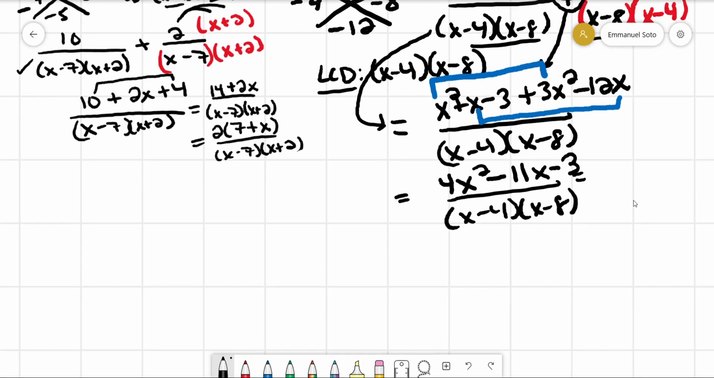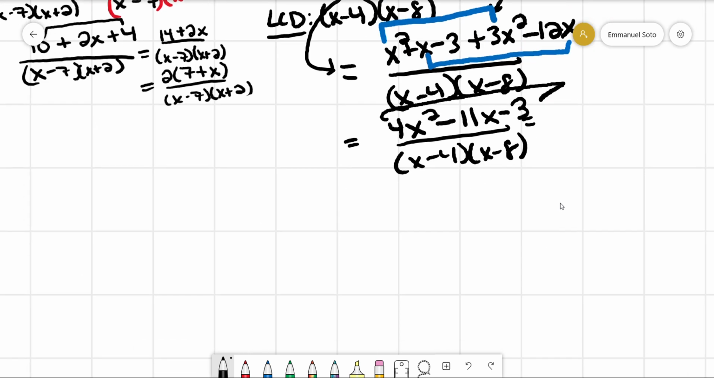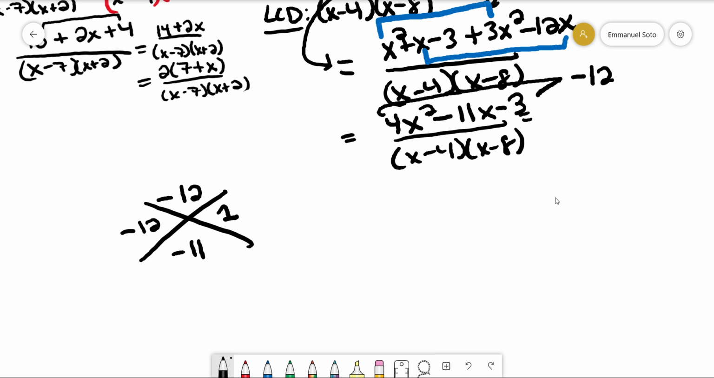Now, just to be safe, I'm going to see if this numerator factors. So I'm going to multiply 4 and negative 3 together. Alright? So we're going to do the AC method here. I know it's a pain, but we got to make sure that it does not factor. If it factors, then we got to do it. So we got 4 times negative 3 is negative 12. So we got the factors of negative 12 that add to negative 11. Looks like this works. So it's going to be negative 12, positive 1. So this is why I verify this. It is going to factor.